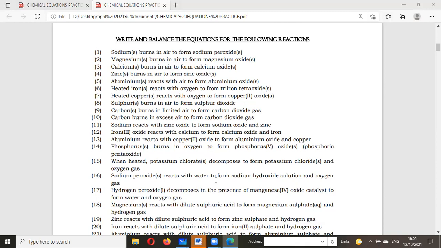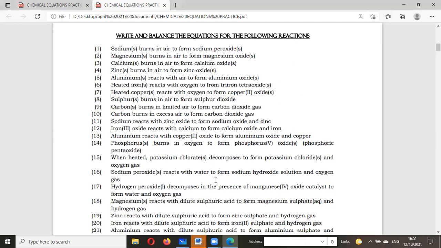Teacher, what's the condition needed? The condition for that reaction: remember I said magnesium burns in air to form magnesium oxide. That means when you're going to burn magnesium in air, we need heat. Even if air is limited or in excess, it can work, but heat must be there. So the condition is heat, and just oxygen gas.